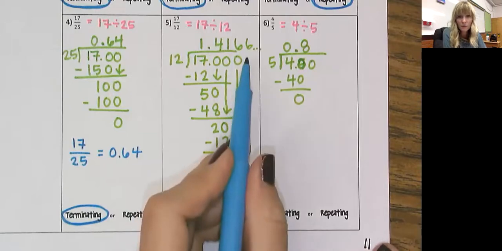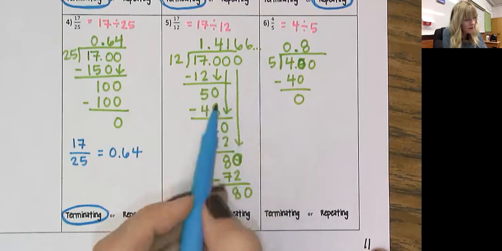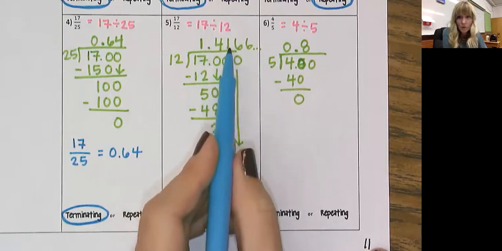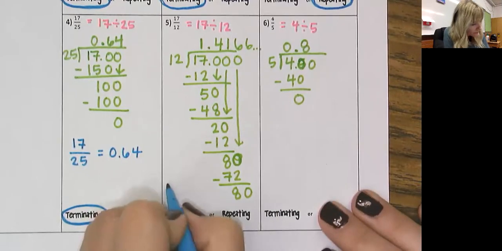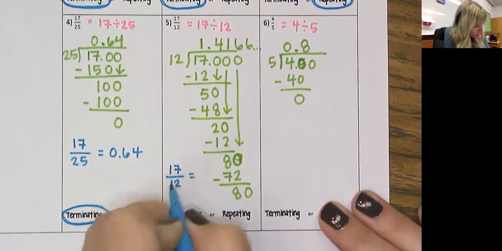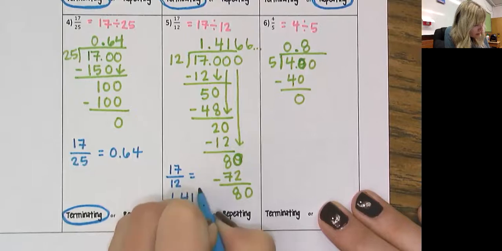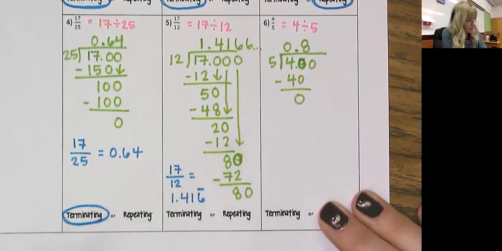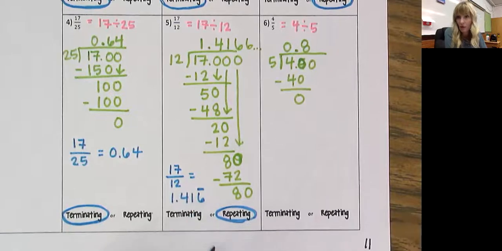80, 12 goes into 86 times, 72, 80, 12 goes into 86 times. Now, the 1 and the 4 and the 1, those don't repeat. It didn't start repeating until the 6. So let's make sure we know how to write that. That means that 17/12 is equivalent to 1.41 with a bar only on the 6. It's still absolutely repeating, but only the 6 repeats, not the rest of it. So be careful of that. Make sure you only put a bar on what repeats.